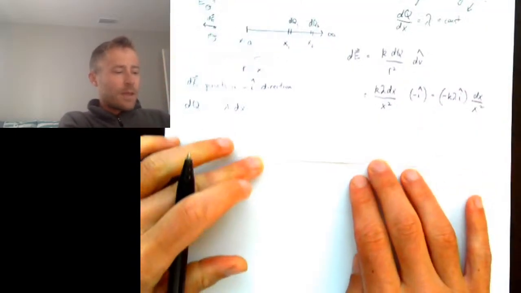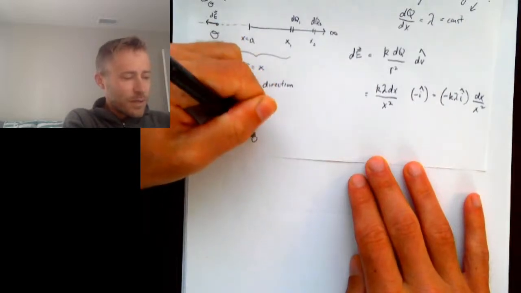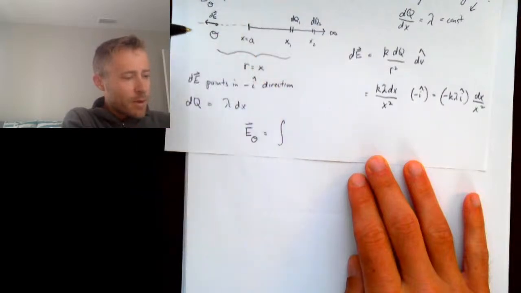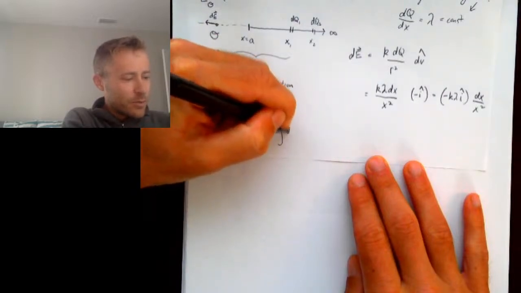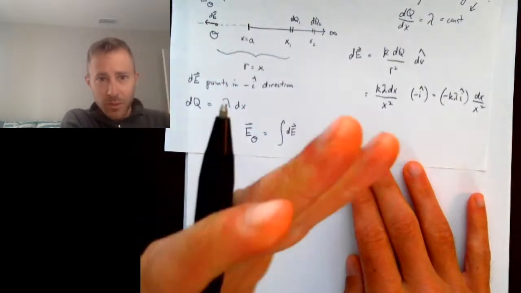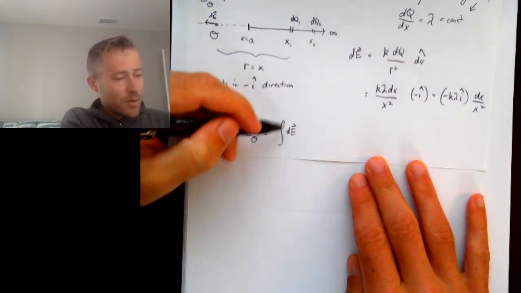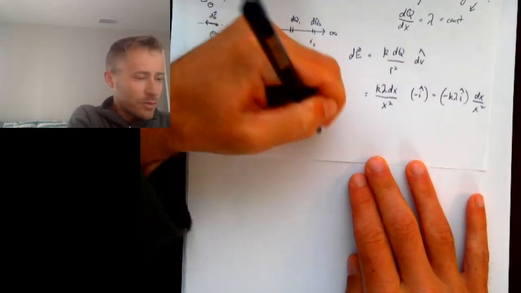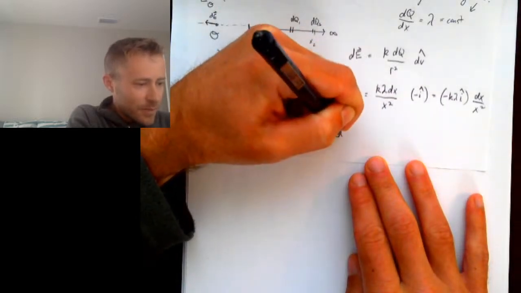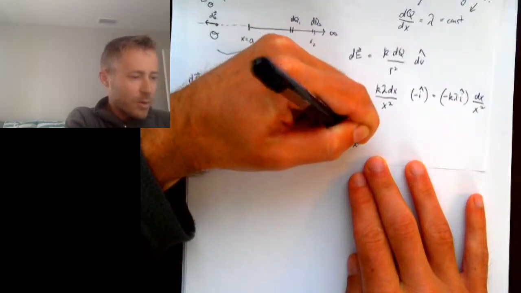Now, how do I get the total electric field at the origin? Well, that is going to be the integral of all the infinitesimal electric fields. An integral is basically a sum of infinitesimal things. So I'm going to sum up all of these infinitesimal electric fields: minus k lambda i hat times dx over x squared.